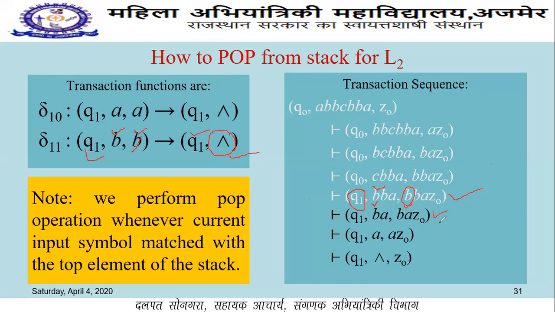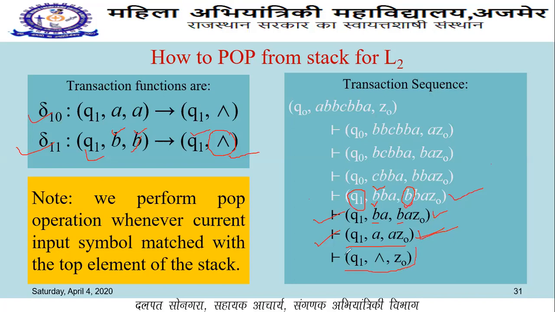This is the situation. Again, we are at state Q1 and we are reading B and the top element of the stack is B. Then of course we have to perform delta 11 again. Applying delta 11 in this situation, we reach our next situation, which is like this. And after applying delta 10 over this situation, again we reach our next situation, which is this.